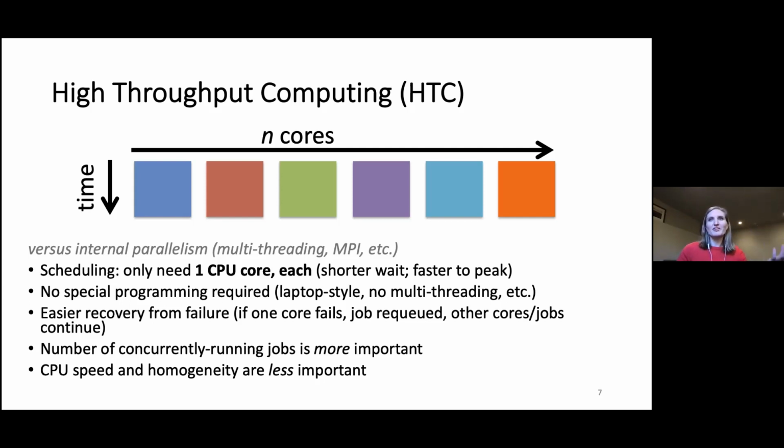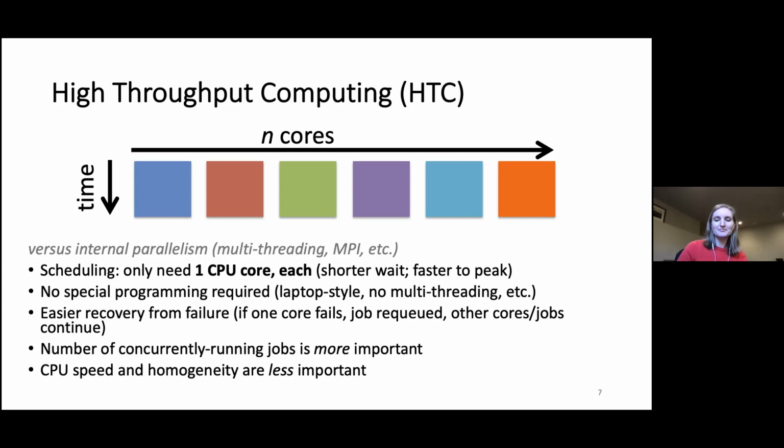Basically, if one job fails, as long as the system can requeue that job and go run it somewhere else, all the other tasks, all the other cores can continue running to serve this particular user's problem and many other users in the same system. The number of concurrently running jobs is much more important to overall throughput and completion of the computational task. And things like CPU speed and homogeneity are much less important. It doesn't matter if one execution or one job is faster than others, because things are running independently, and what matters is being able to run as many tasks on as many computing resources as possible.